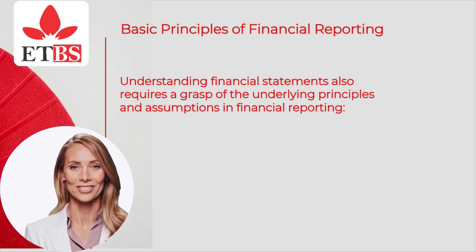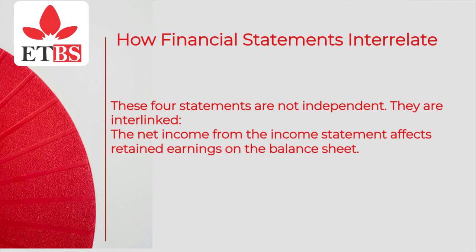D. Conservatism. In the face of uncertainty, record the least optimistic estimate, e.g., anticipate losses but not gains. E. Materiality. Financial statements should include all relevant data that could influence decisions. How financial statements interrelate. These four statements are not independent, they are interlinked. The net income from the income statement affects retained earnings on the balance sheet. The ending cash balance on the cash flow statement matches the cash asset on the balance sheet. Changes in equity captured in the statement of changes in equity flow directly into the balance sheet's equity section.